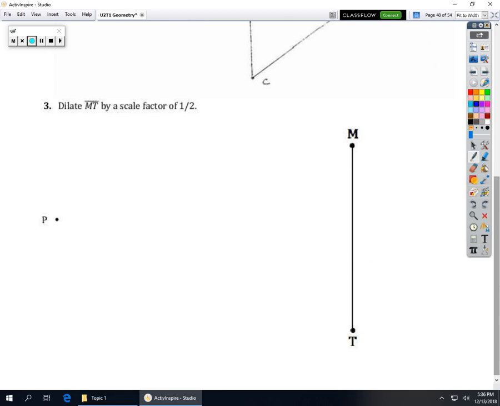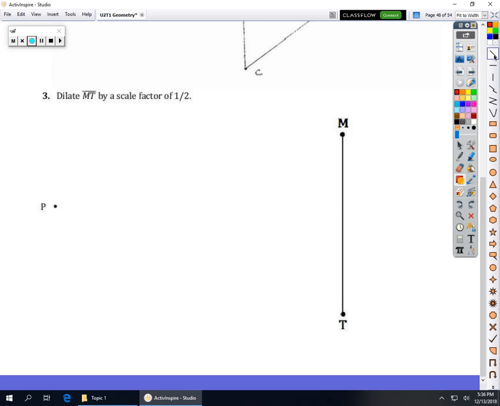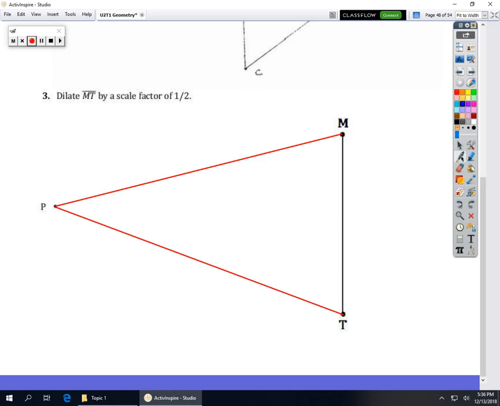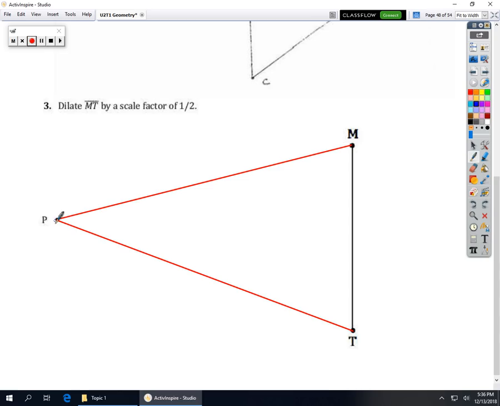And for this one, now instead of dilating it by a larger scale factor, you're dilating it by a smaller scale factor. So this needs to get smaller. So as usual, I will connect M to the center of dilation P. I will also connect T to center of dilation P. And now I need to find the halfway mark. So I need to find half of PM. I need to find halfway there.